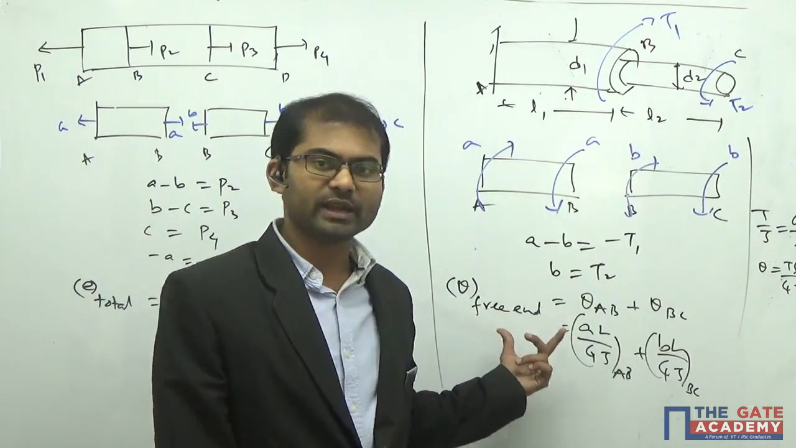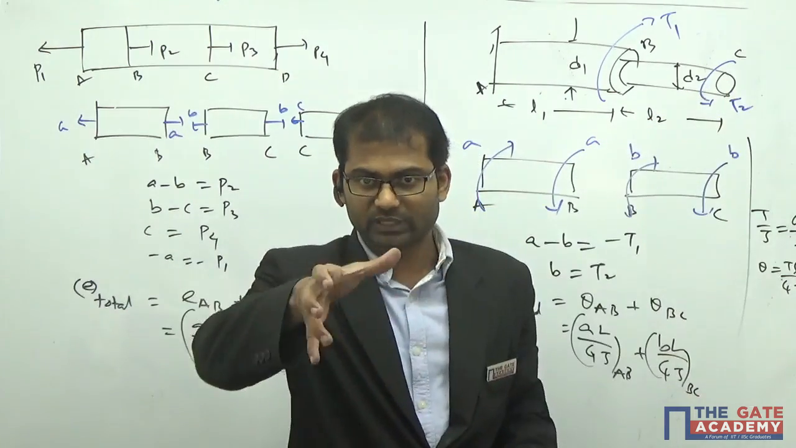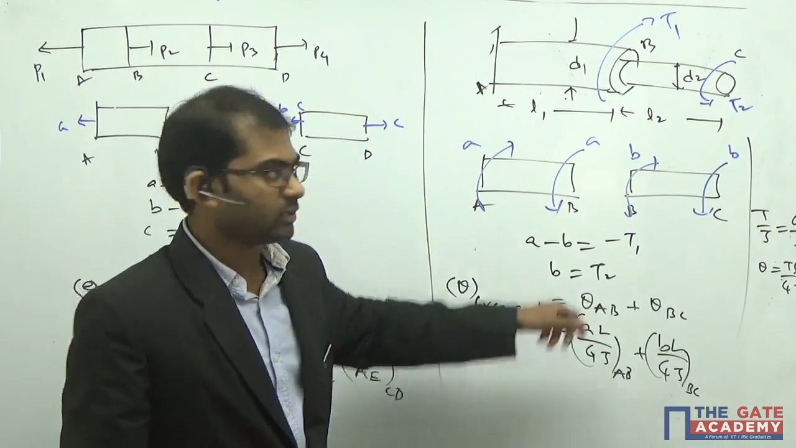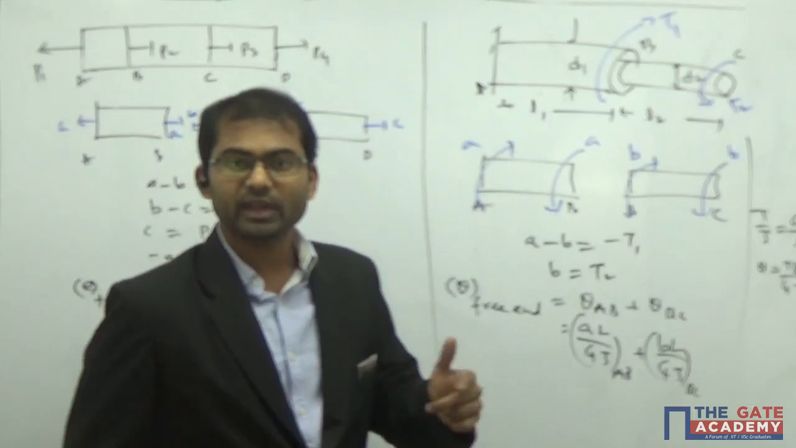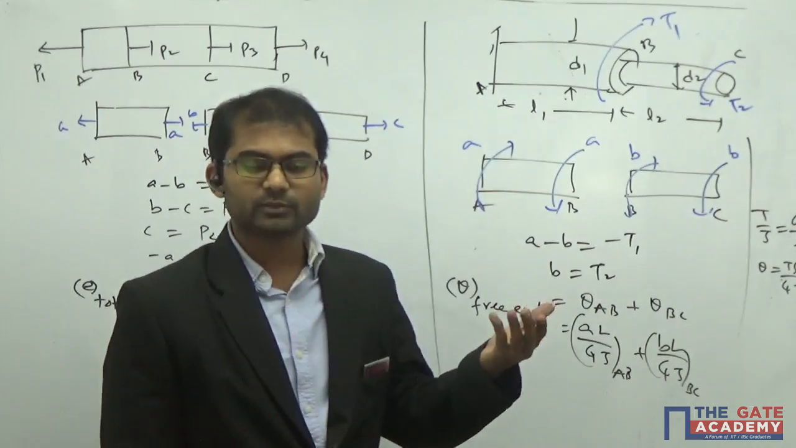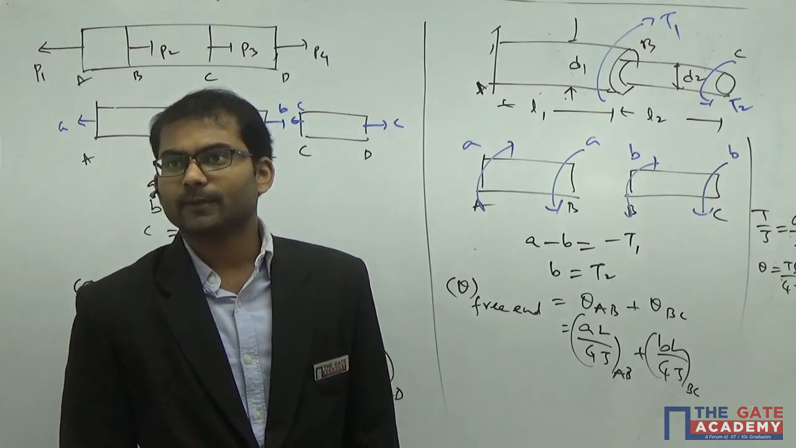So the final answer, if you are getting it as negative, that means the free end is rotating in clockwise direction. If it is coming as positive, that means you are creating the effect of rotation on the free end in the anti-clockwise sense. Clockwise means negative sign there. Understand?